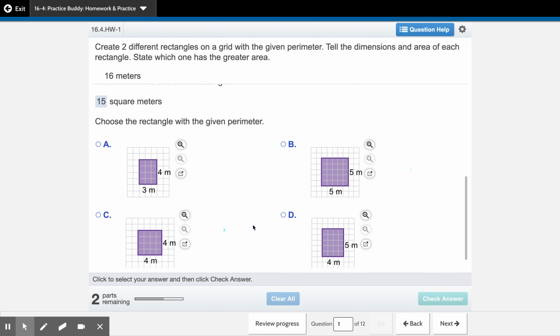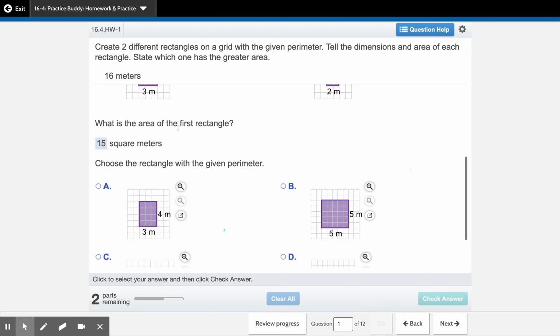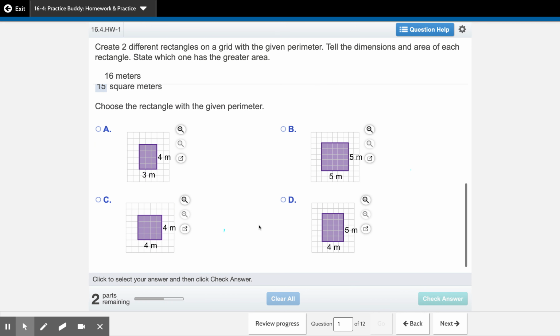So now I want to choose the rectangle with the given perimeter. We are still looking for the 16. I'm not going to write all of these out this time because we've done it for the first one. So I'm doing 4 plus 3, which equals 7. 7 plus 7 equals 14. So this cannot be the correct answer. 5 plus 5 equals 10, and 10 plus 10 equals 20. So it cannot be this answer.